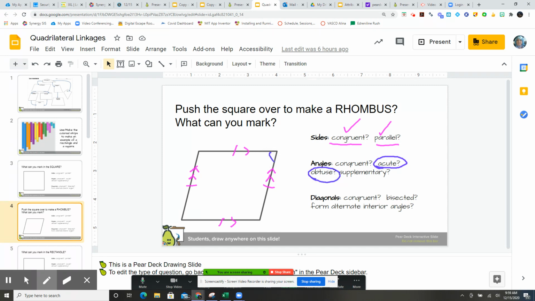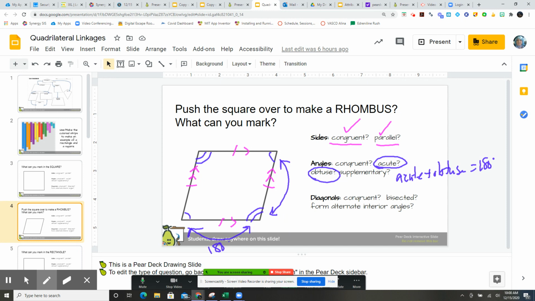So my acute angles are going to be congruent. We mark those with angle loops. And my obtuse angles are going to be congruent. There's angles that are bigger than 180 degrees. So if I take one of each, acute plus obtuse equals 180 degrees. So if I take any acute angle and add it to the obtuse angle that's next to it, they're going to equal 180 degrees.